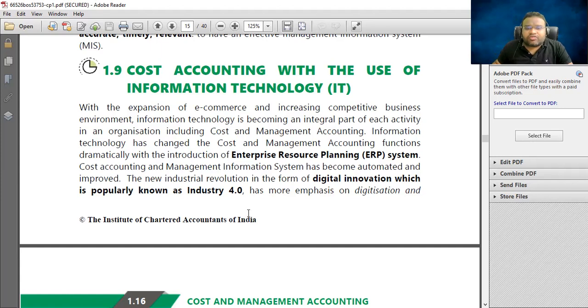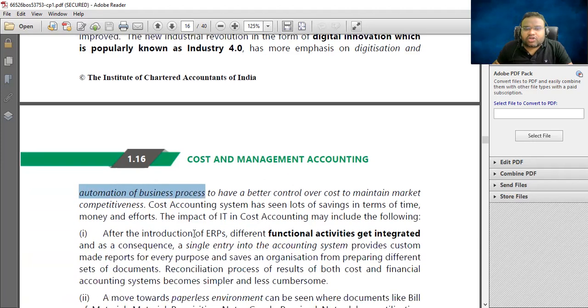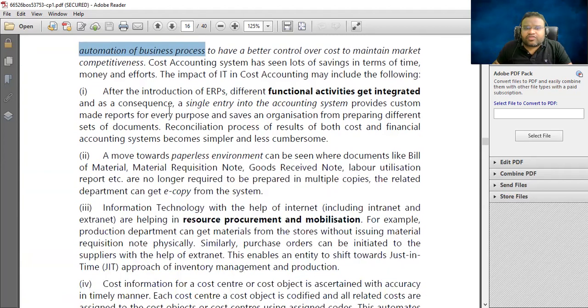A new industrial revolution, the form of digital innovation, which is popularly known as Industry 4.0, has more emphasis on digitization and automation of business processes to have better control over cost and to maintain market competitiveness. Cost accounting system has seen lots of savings in terms of time, money, and effort. The impact of IT in cost accounting may include the following. After introduction of ERPs, different functional activities get integrated, and as a consequence, a single entry into the accounting system provides custom-made reports for every purpose and saves the organization from preparing different sets of documents. The reconciliation process of results of both cost and financial accounting systems becomes simpler and less complex.